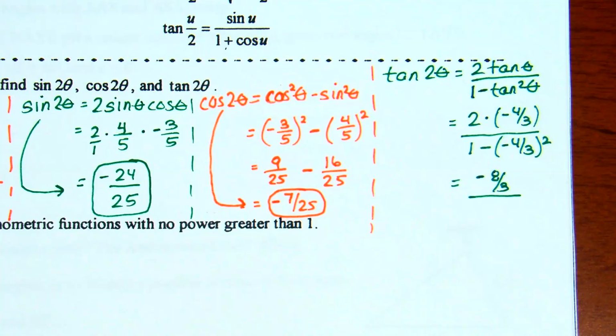divided by 1 minus, what's negative 4/3 squared? Okay, so negative 4/3 squared is 16/9. So then we're going to do 1 minus 16/9. So what is 1 in terms of ninths? 9/9. So we're doing 9/9 minus 16/9, which is negative 7/9.